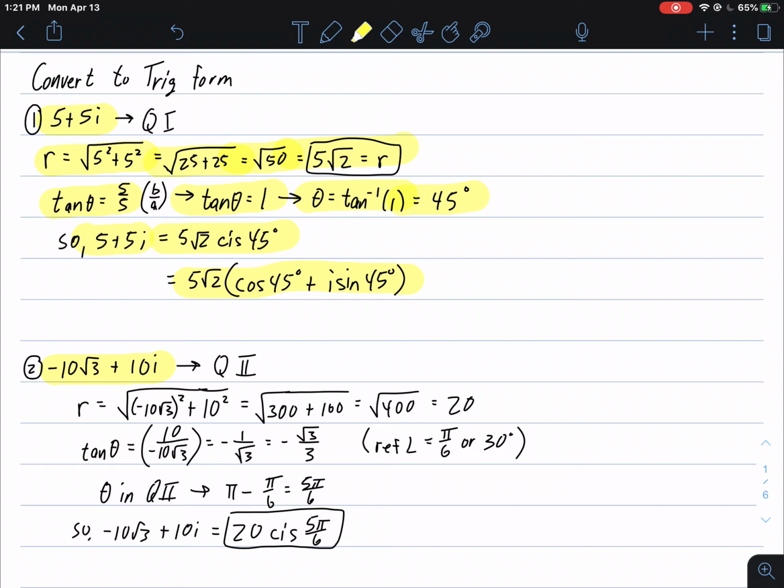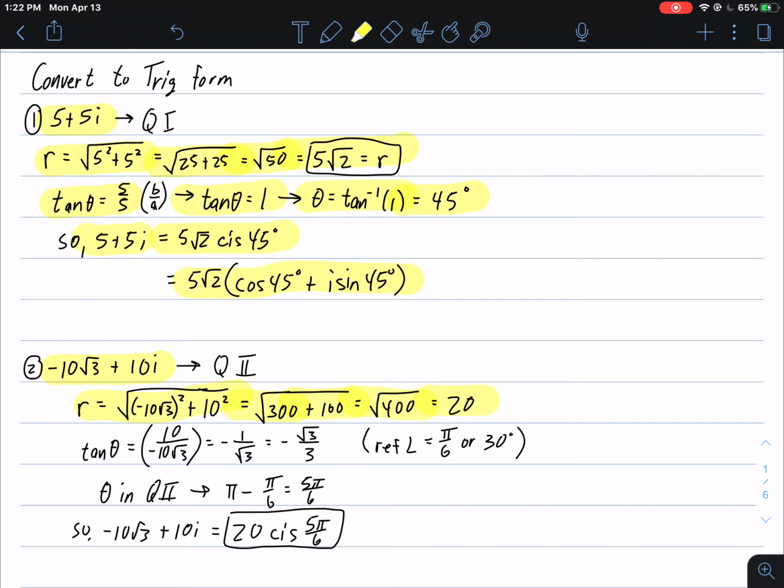So I'm just plugging in a squared plus b squared, negative 10 square roots of 3 squared plus 10 squared. Negative 10 square roots of 3 squared. The negative 10 squared is 100. The square root of 3 squared is 3. So that would give us 100 times 3, or 300. And then we have 10 squared, which is 100. So I've got the square root of 400, which is 20. Ends up being a nice number in this case.